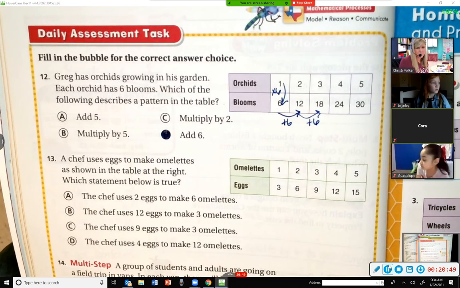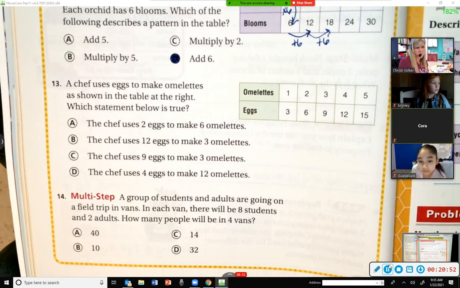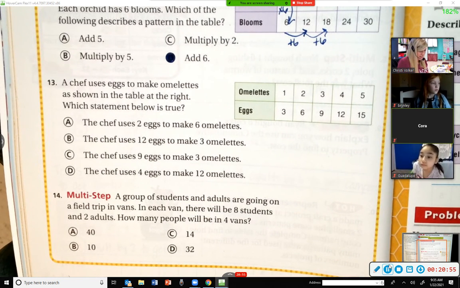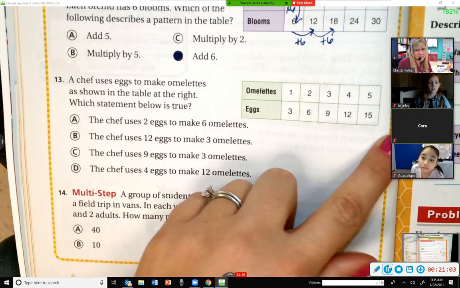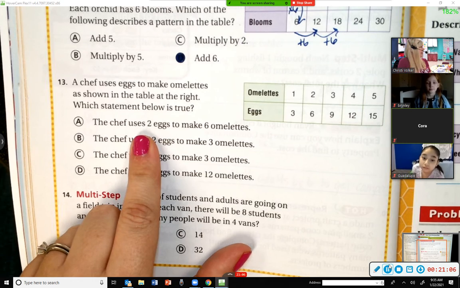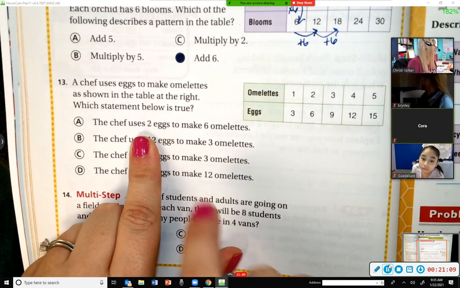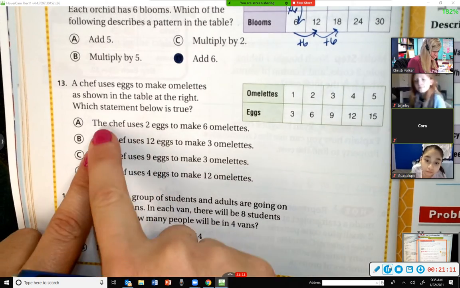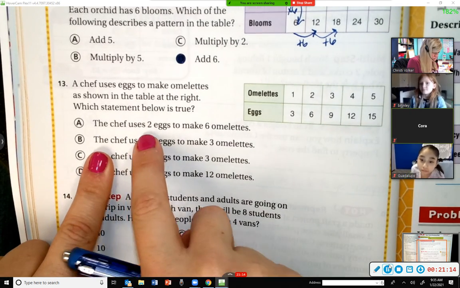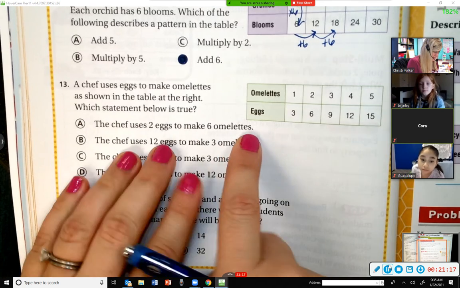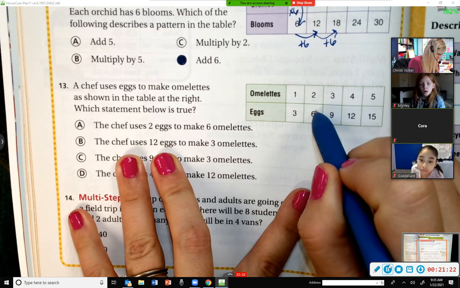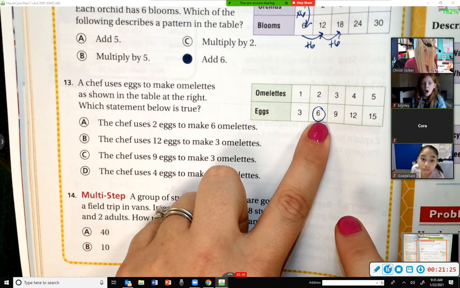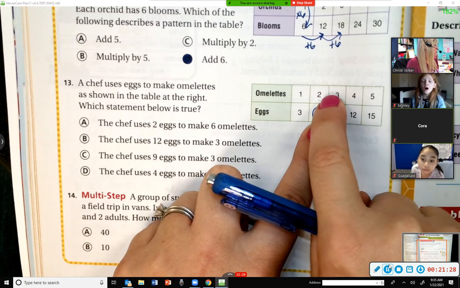Okay. And the last one. A chef uses eggs to make omelets, as shown in the table at the right. Which statement below is true? Okay, now you didn't even have to figure out missing numbers or the pattern. We need to look at what the answer choices say first and then see if it's true or not. Okay, so if I start with A, it says the chef uses 2 eggs to make 6 omelets. No. Is he using 2 eggs? No, he's using 6 eggs to make 2 omelets.